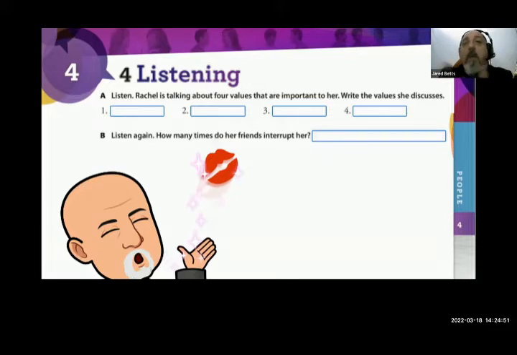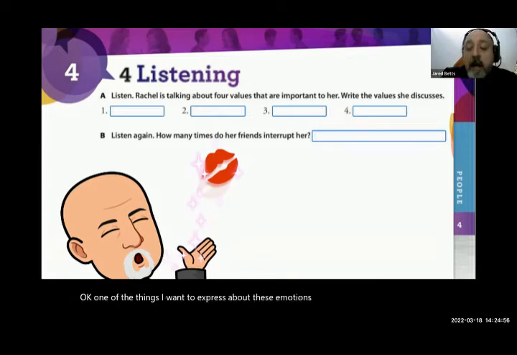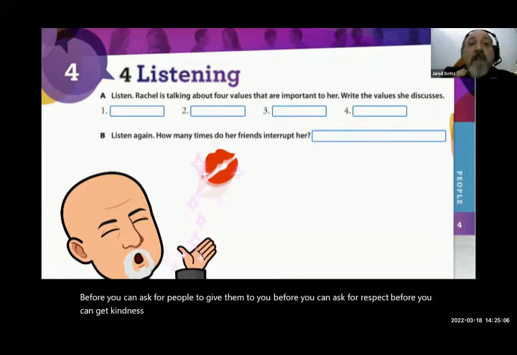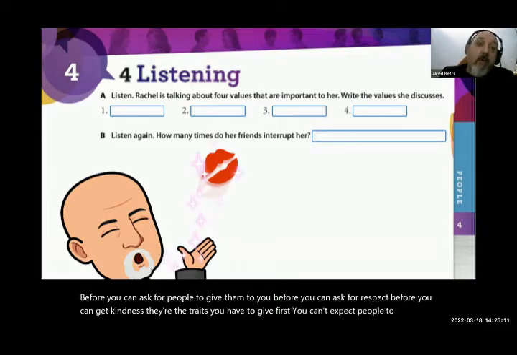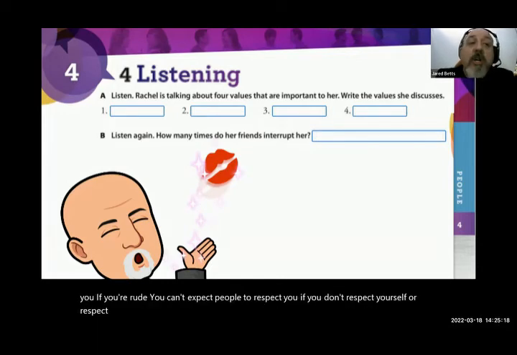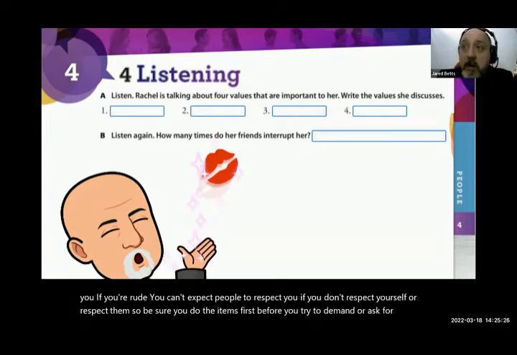Okay. Now, one of the things I want to express about these emotions and the things that you want: before you can ask for people to give them to you, before you can ask for respect, before you can get kindness, they're the traits you have to give first. You can't expect people to be kind to you if you're rude. You can't expect people to respect you if you don't respect yourself or respect them. So be sure you do these things first before you try to demand or ask for people to give it to you.